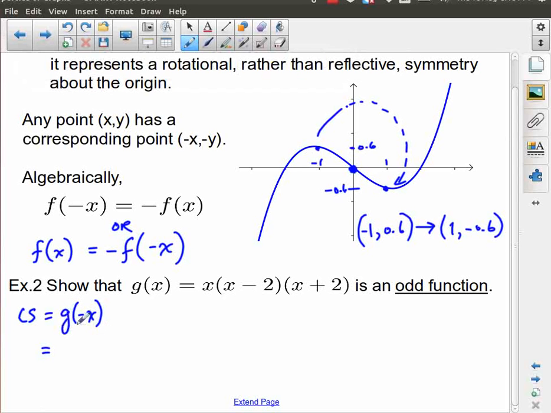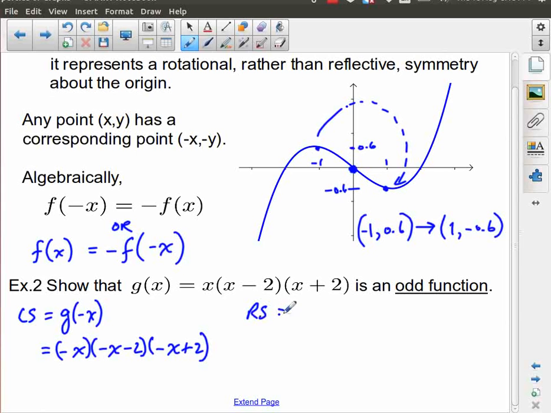So my left side is equal to g of negative x. So I replace, wherever I see an x, I replace it with negative x. So I get negative x. This becomes negative x minus 2. This one becomes negative x plus 2. And again, we can do what we did before, all that nice elegant factoring.